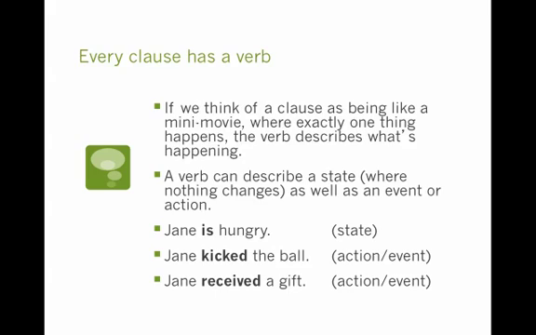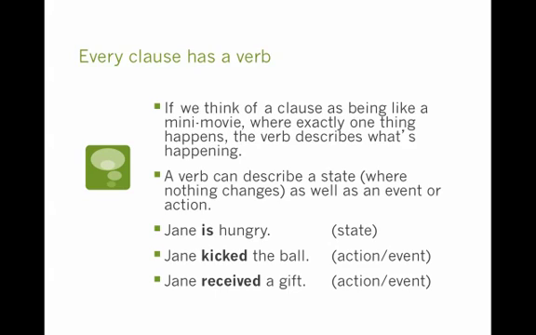So, first bullet point, Jane is hungry. That's a state. The second one, Jane kicked the ball. So something happens here. It's a much more obvious movie, if you like. It's an event of kicking where Jane does something. In the third bullet point, Jane doesn't do anything, but something happens to her. So Jane received a gift. And that's another kind of action. Jane, the subject, I'm getting ahead of myself. But in each of these, Jane is the subject. She's the thing, the entity, the noun that the verb connects to most closely. So anyway, more about subjects in a second.